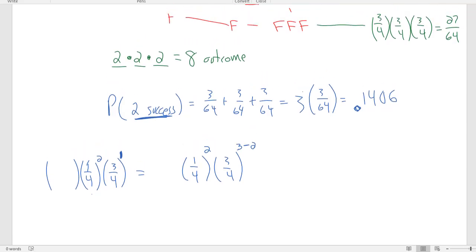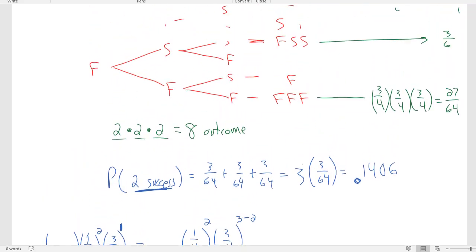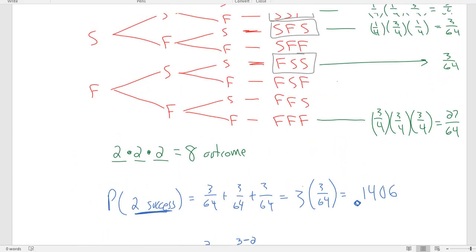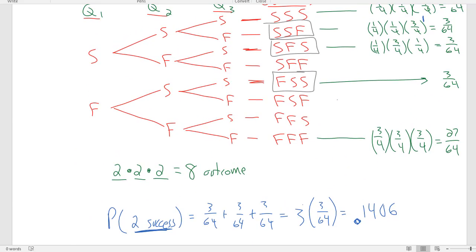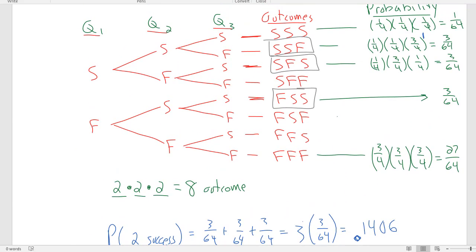So again, let me scroll back up. So in this case, we were looking for answering 3 questions. So when we answer 3 questions, we get failure times success times failure or success times failure or success. We have 8 possible outcomes. That's what we have in our outcome list. And how many had 2 successes? That's what we were asking for. We had 1, 2, and 3.